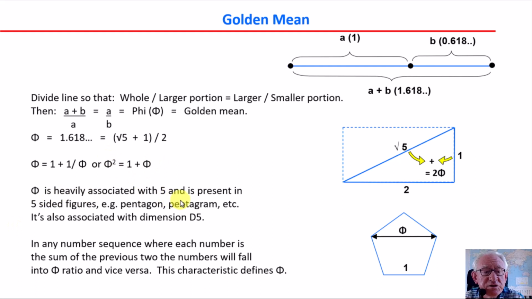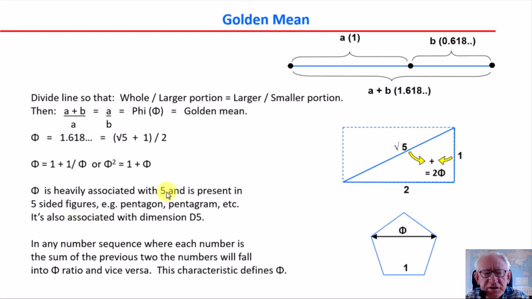Now, phi is heavily associated with 5 and is present in all 5-sided figures, such as the pentagon, the pentagram, pentacle, and so on. In other words, it's inherent to, and it is the foundation for, pentagonal geometry. Wherever we have pentagonal geometry based on 5, we have the golden mean ratio deeply embedded there. And in fact, it is a key element in the foundation for all pentagonal geometries. In other words, to geometrically draw a pentagon, we need the phi ratio. When we have the phi ratio, we can draw any of the pentagonal elements, the pentagon, pentacle, and so on.